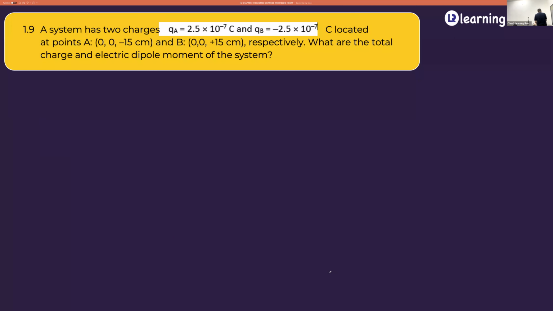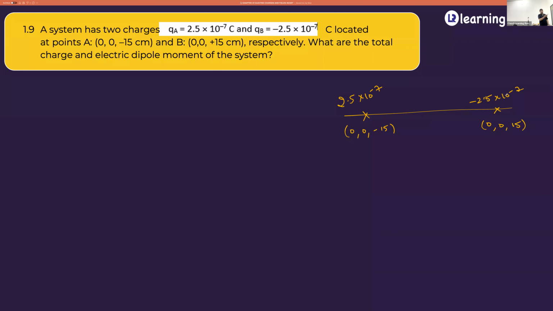So listen, a system has two charges, QA and QB, both of the same magnitude, located at the points 0, 0, minus 15 and 0, 0, plus 15. Here the charges are 2.5 into 10 power minus 7 and minus 2.5 into 10 power minus 7. What are the total charge and electric dipole moment of the system?